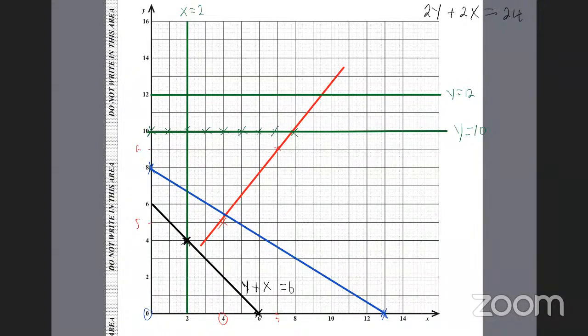Pick any value you want. The fastest thing for me is to pick x is 0, find the y; pick y is 0, find the x. But there are 5% of times when it does not work. So that's why you have to figure out when it will work. Here it will work for sure. 2y plus 2x is 24. Let's see if we can plot that.